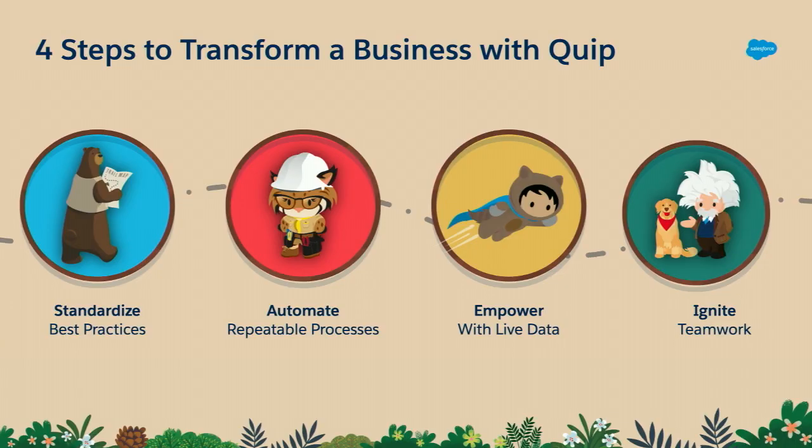The four steps that we see as being really vital to this process are standardizing the best practices, so making sure that we're using the same thing for every single salesperson or service person inside of an organization. Automating those practices to make it really, really easy to fit in with that process. Empowering people with live data directly inside of Quip from Salesforce and merging from other sources. And then igniting with teamwork among our folks.